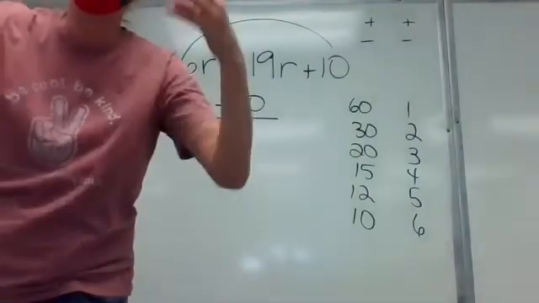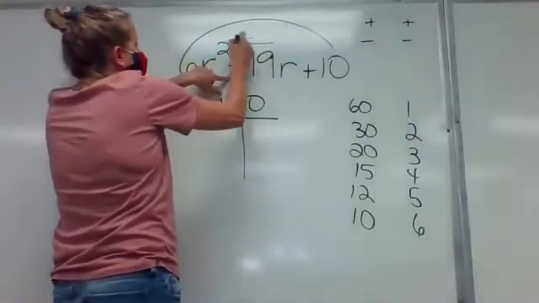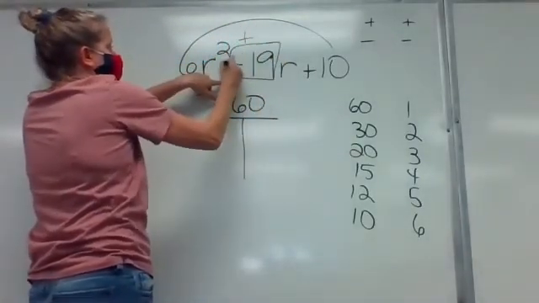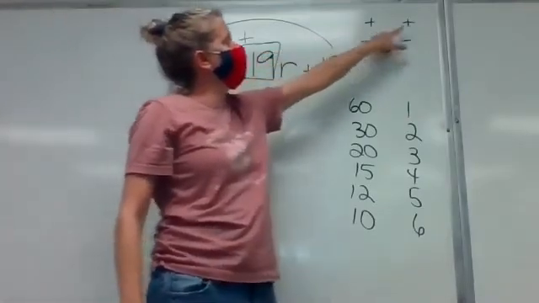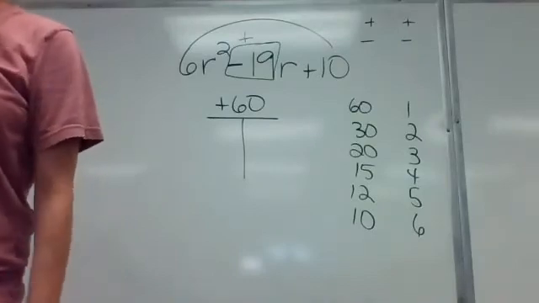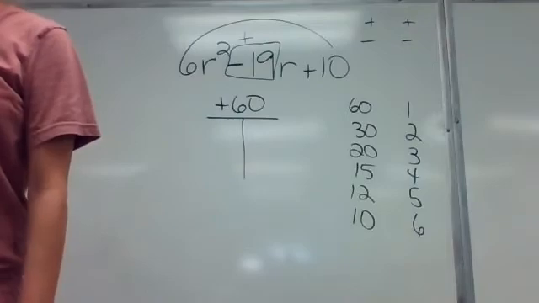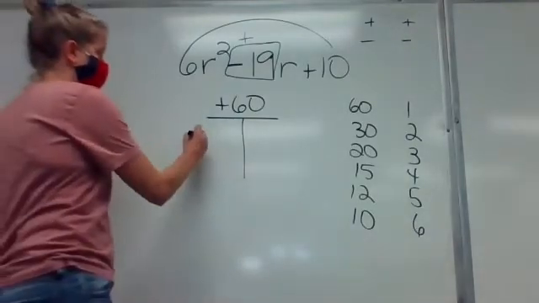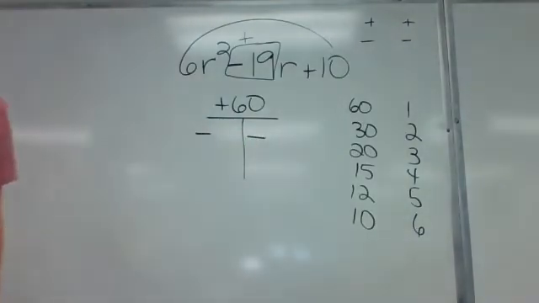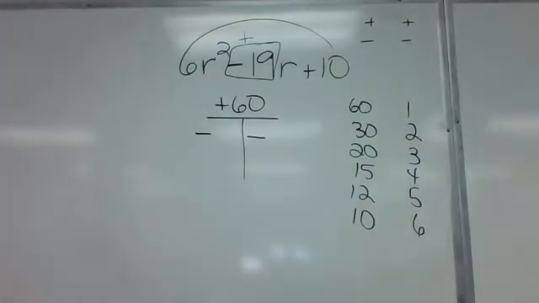But what are you going to have to add? Those same two numbers are going to have to add to what? Negative 19. Can you add two positives together and equal a negative? No. Can you add two negatives together and equal a negative? Yes. You know that both of your signs are going to have to be negative. That's the only way that your signs are going to work.